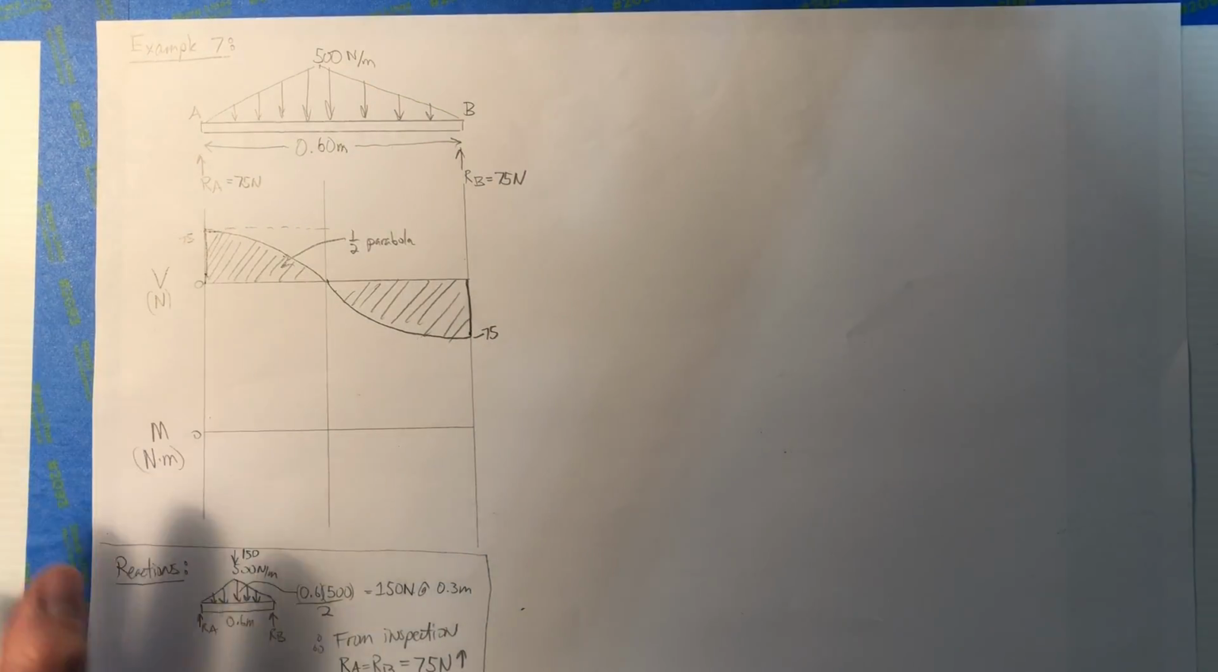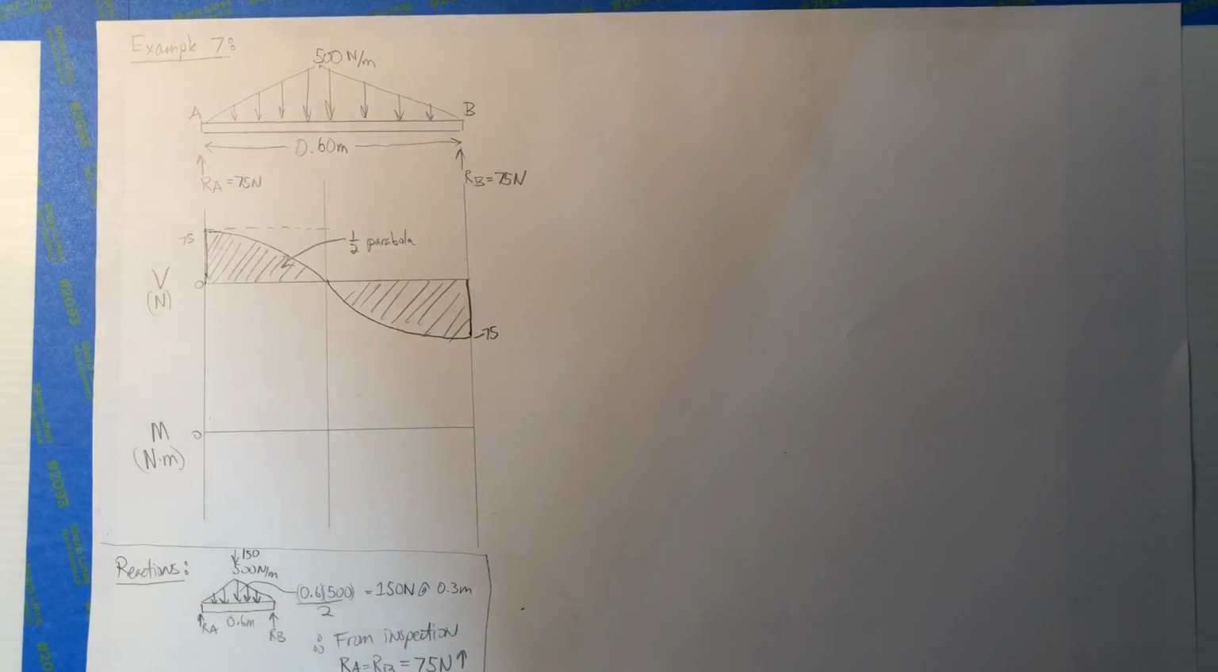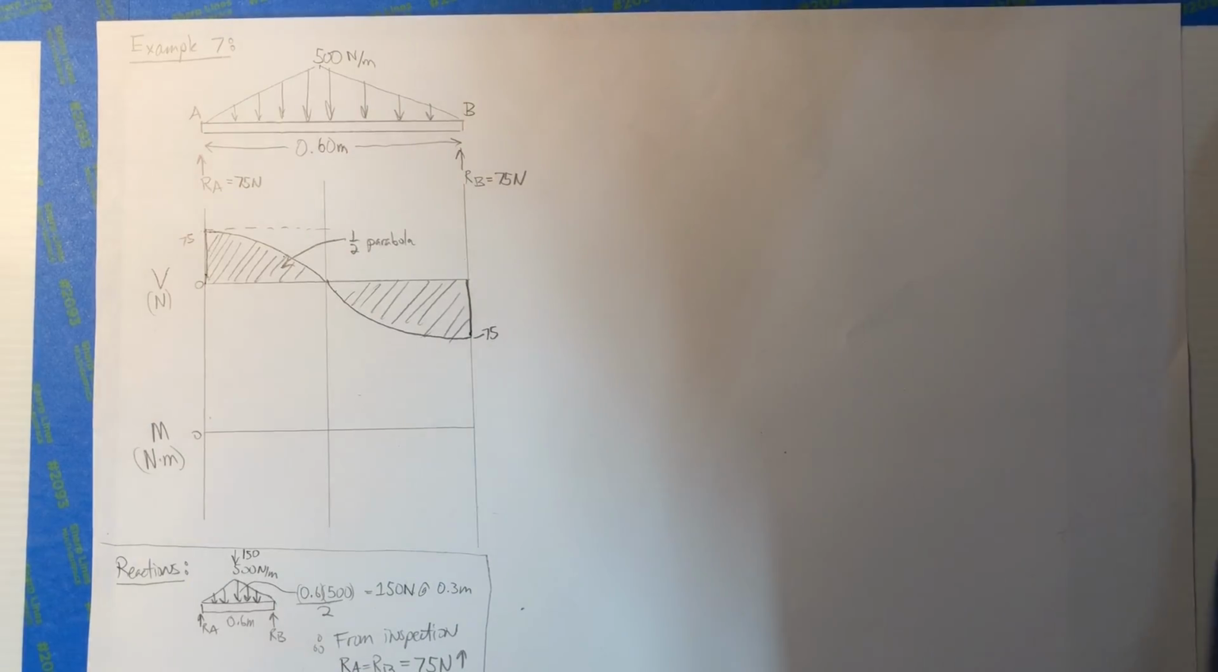All right, just so you know, the sheet I'm talking about, it's this example on the blue page. It's this example right here. You can see they give you the shape, parabolic curve, and it's also in Appendix H in your textbook, page 504, case 3. Okay, same thing. Right? So you have two places to look for it.